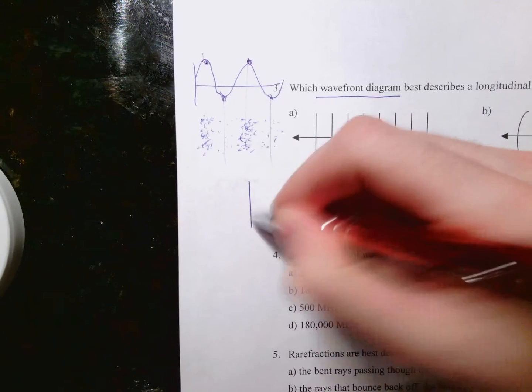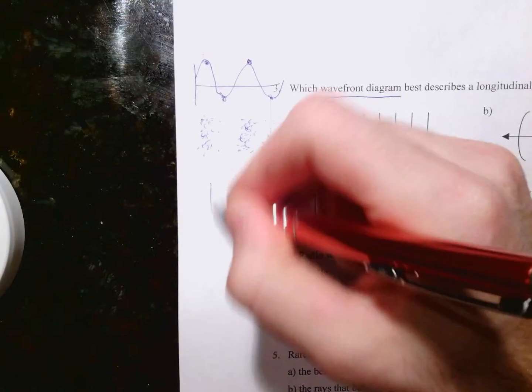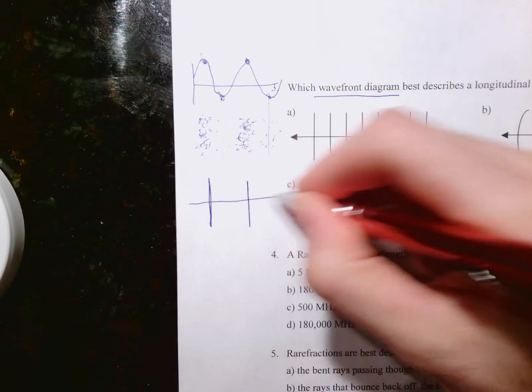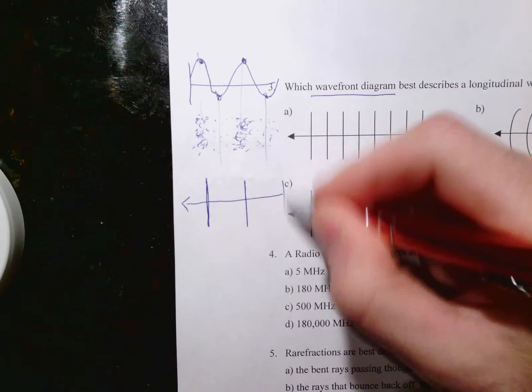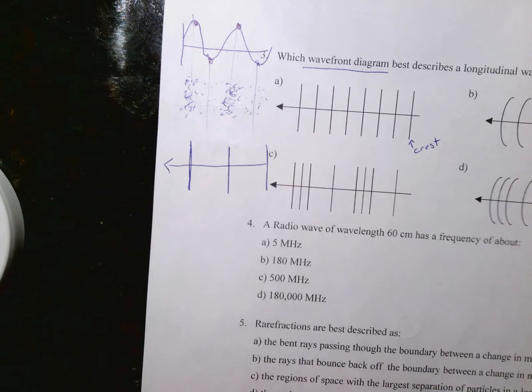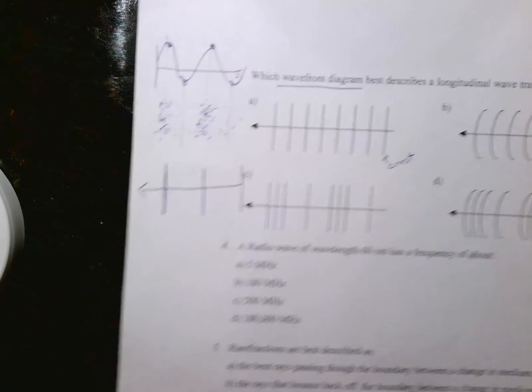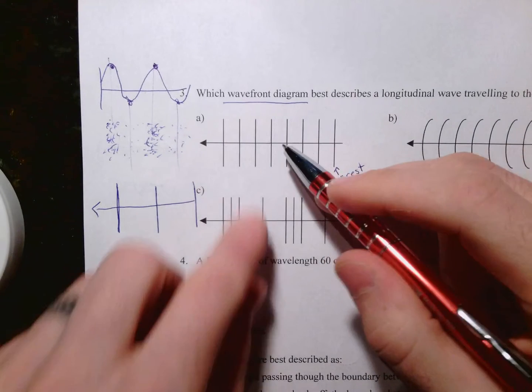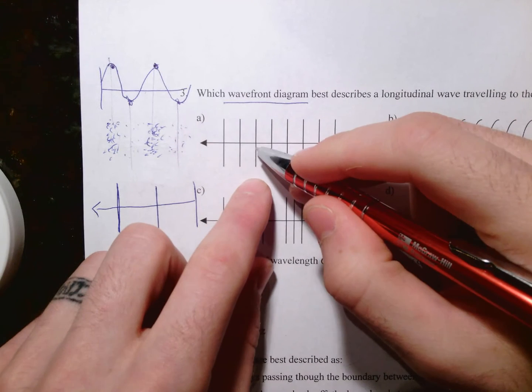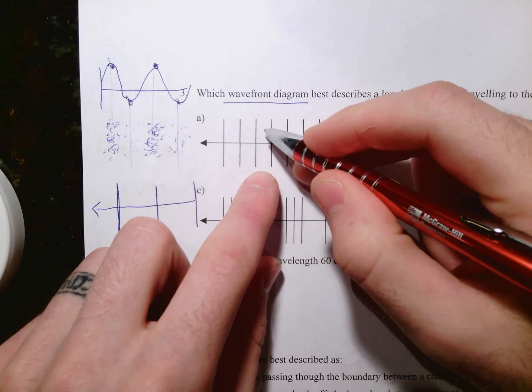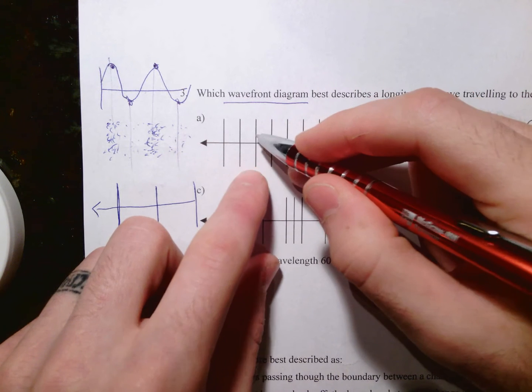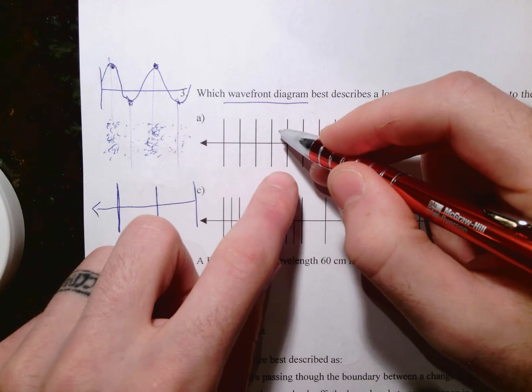So we would have here two crests. And we can see later on we would have a third. But what we notice is that they're still evenly spaced out. In diagram A, essentially each line represents a compression and each space in between represents the rarefaction. So it's still compression, rarefaction, compression, rarefaction.